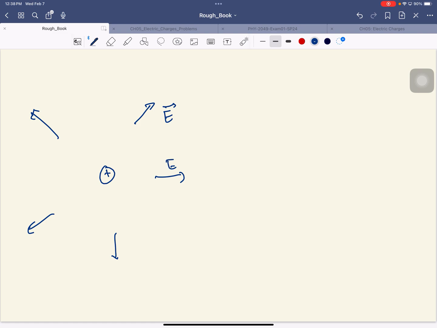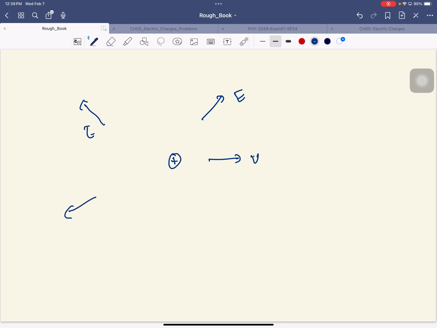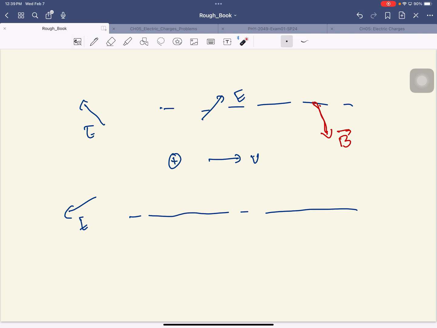Now if you have a moving charge, this charge produces an electric field as well. And in addition, you will learn a few chapters from now, it will produce magnetic fields as well. So moving charges produce both electric and magnetic fields.